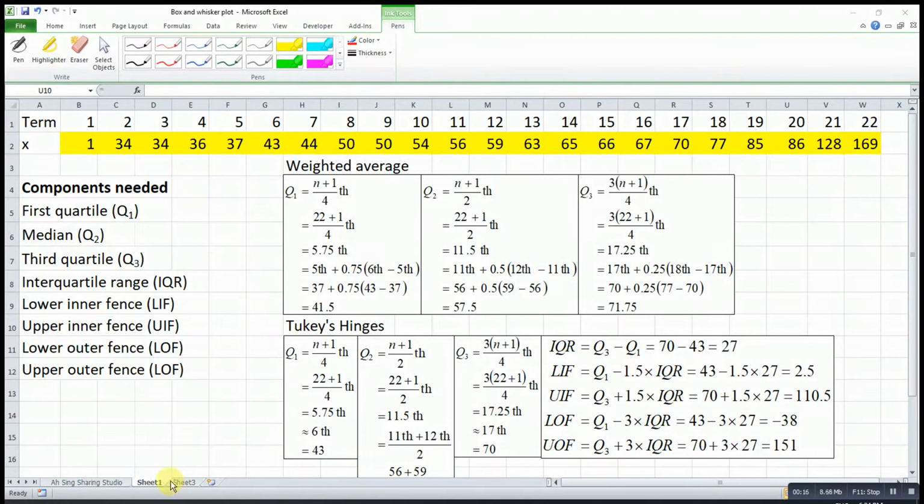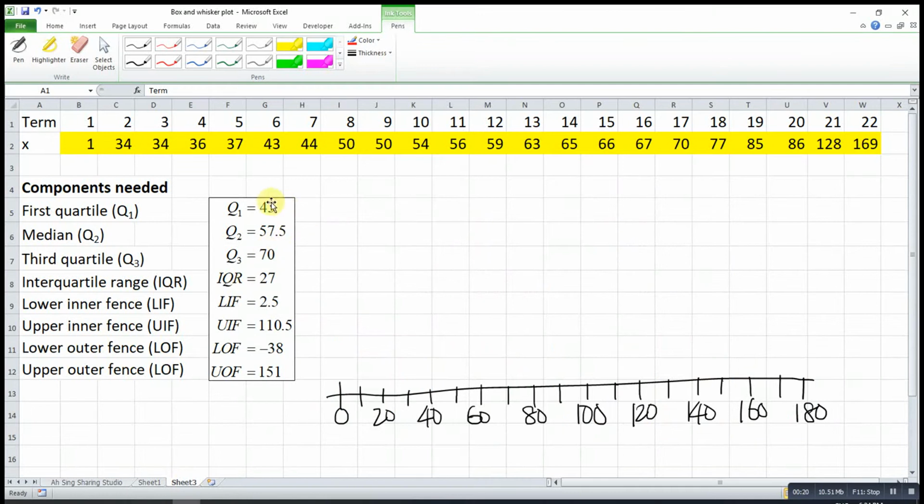Let me transfer all the numbers to the next sheet. So these are the numbers, and these are the data. What we have to do here is, usually I will start with all the fences.